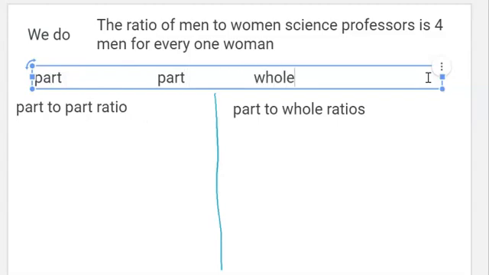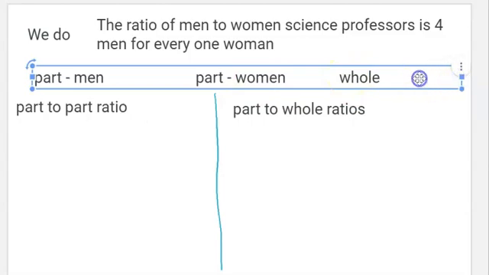I want to talk about what they are before we put any numbers to them. So in this situation, part of the people we're talking about are the men or the males. Part of the people that we're talking about are the women, females. And then when we put those together, we get a whole group of people we're talking about, which I guess is like all the professors together.